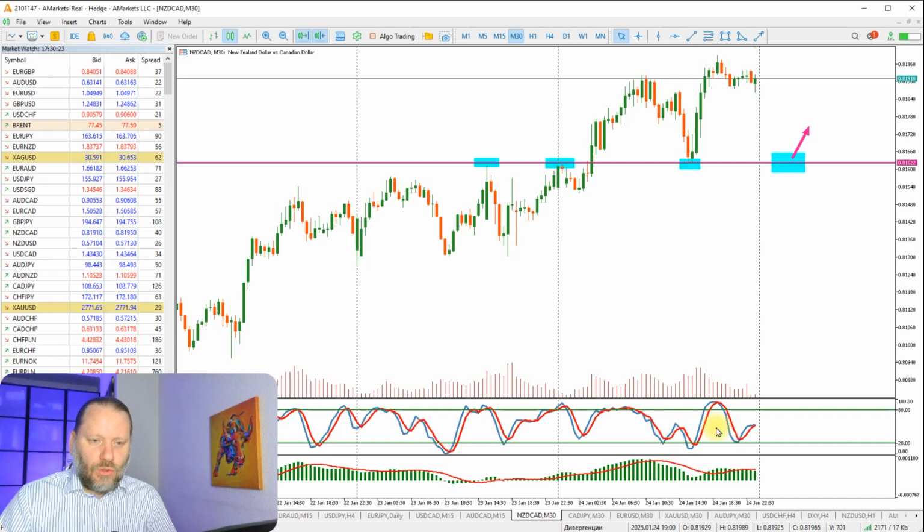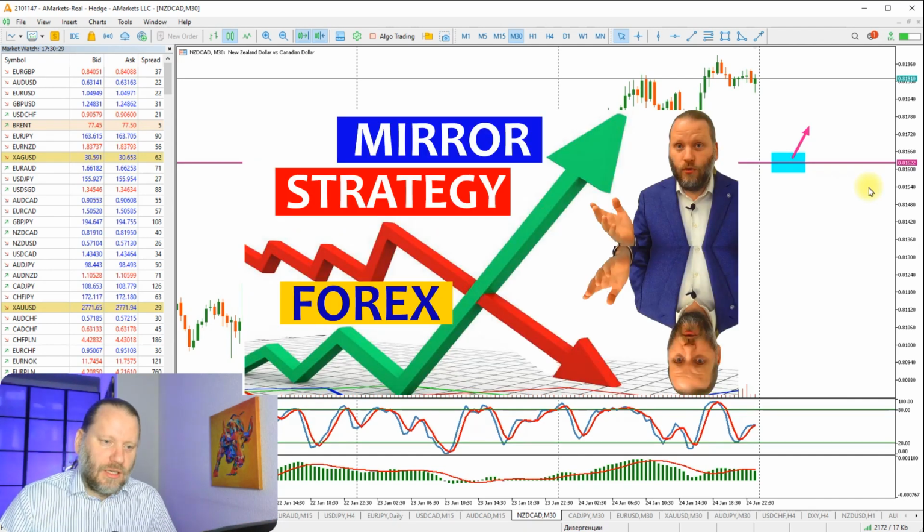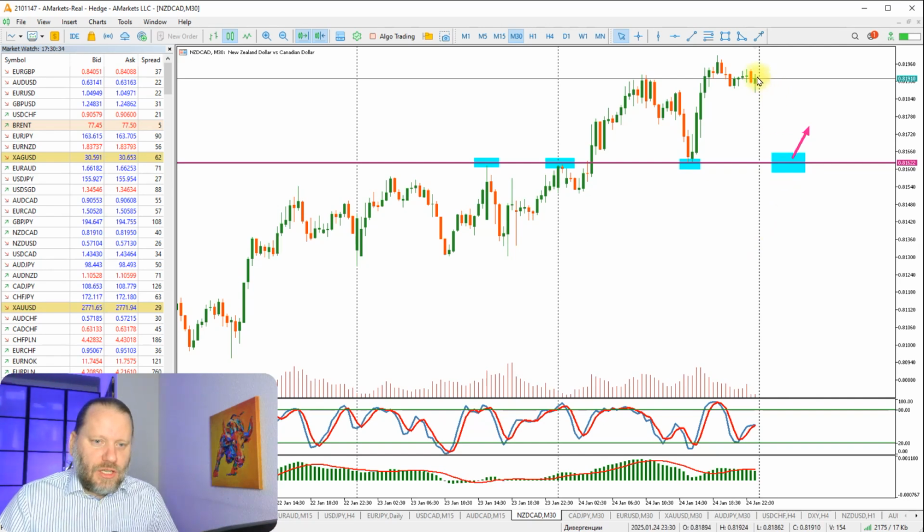Now let's look at the currency pair New Zealand dollar to Canadian dollar. As we can see, there is a mirror support line. I also have a separate video about the mirror strategy on my channel. Be sure to watch it. And now we can see that the price, as soon as it approaches the support line, this is the mirror support line, this is the quote, 0.81622. There will be a reversal point here. You can buy and capitalize on the upside.